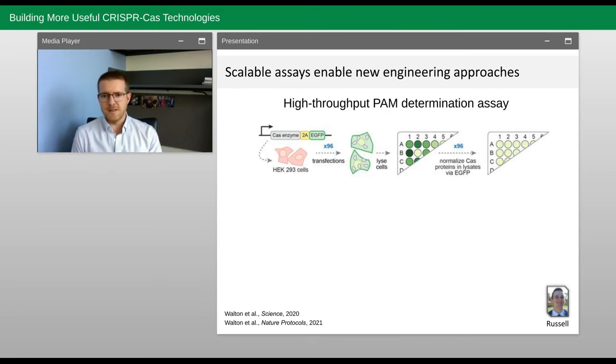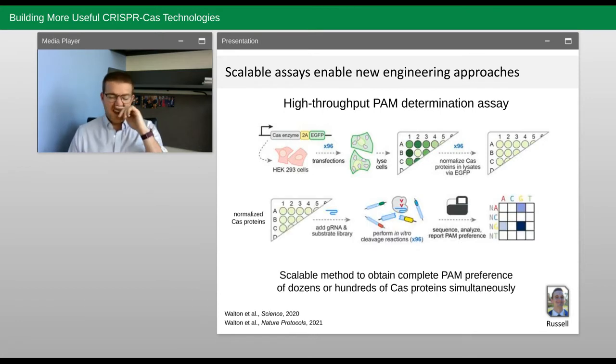We deliver the enzyme into cells. We normalize the concentration of the protein based on a GFP marker that's co-translated with the Cas enzyme. We take that lysate of the Cas protein, and then we can use that for in vitro biochemical assays. And if all of this on the slide is jargon, this is essentially just a workaround that makes us not have to purify each protein individually.